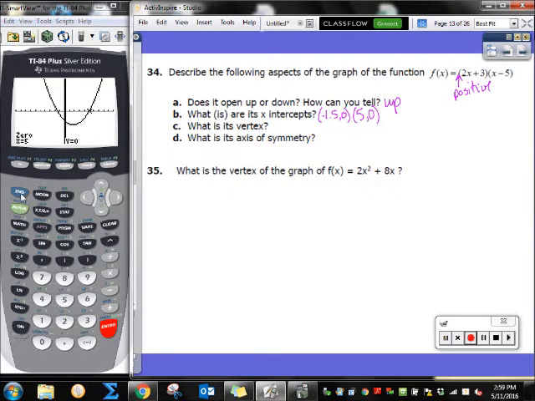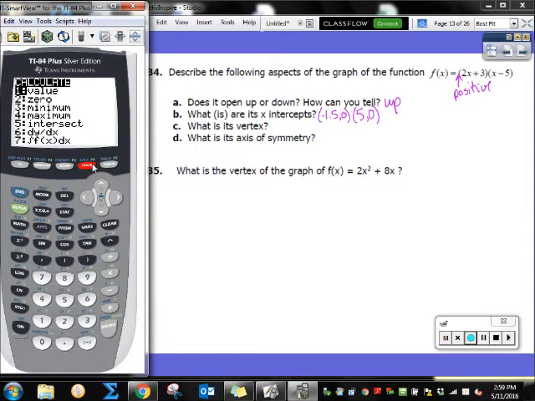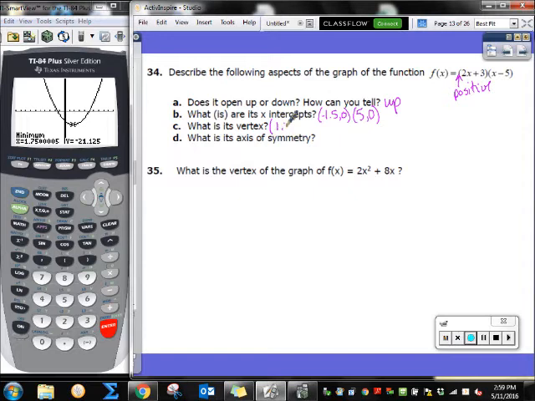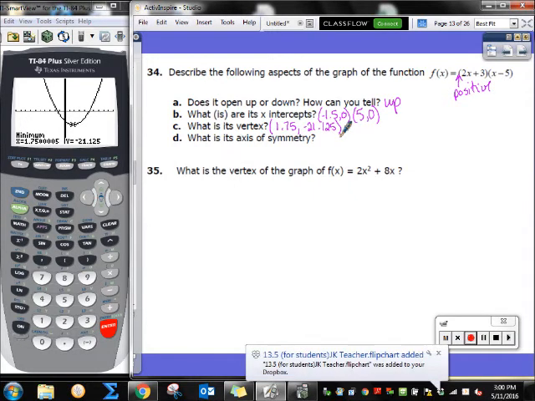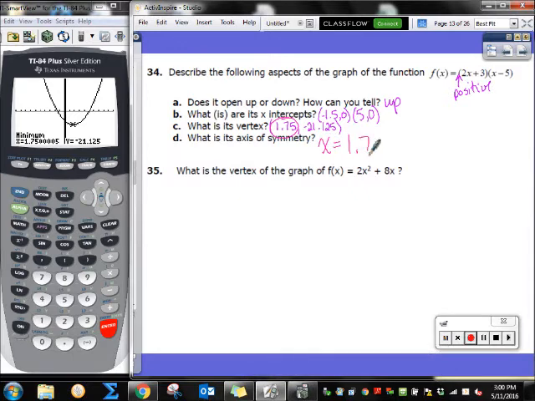Vertex, same start, second trace. This time, I should have looked, it's a minimum. Second trace, number 3 for minimum. So I'm going to go down here to the lowest point. Remember, you have to be left of that point for your left boundary and right of that point for your right boundary. Enter, enter. So our vertex, which is an ordered pair, is 1.75, negative 21.125. And then finally, the axis of symmetry, you can actually take from that vertex. So the axis of symmetry is going to go through that point, so it's x equals 1.75.